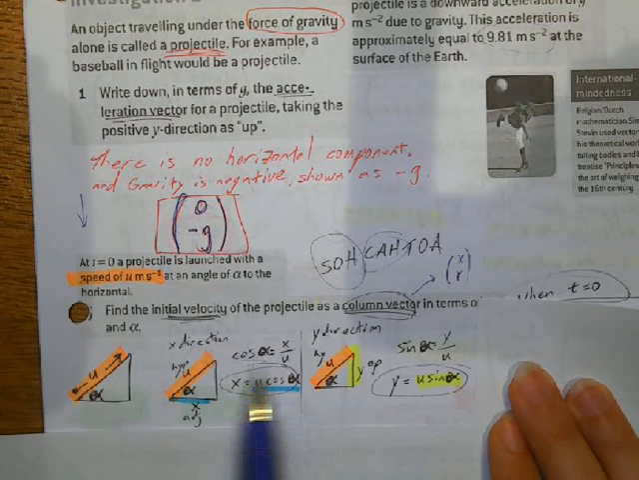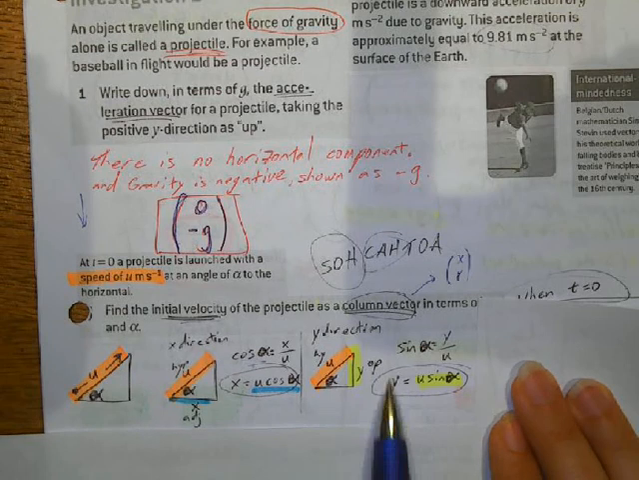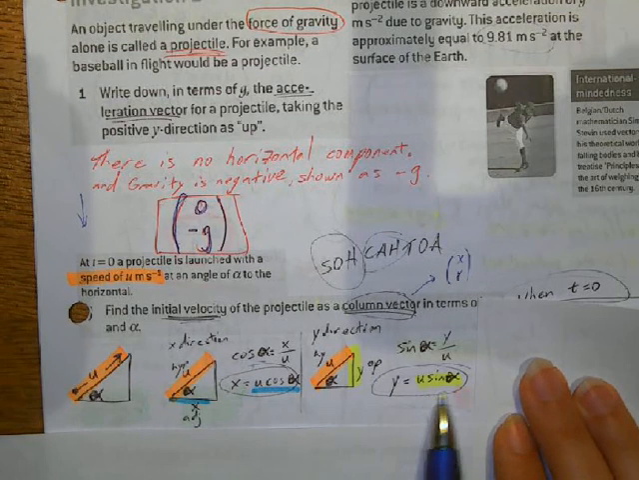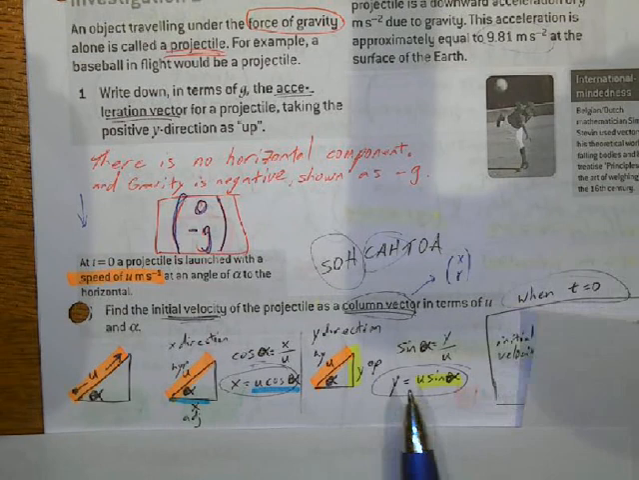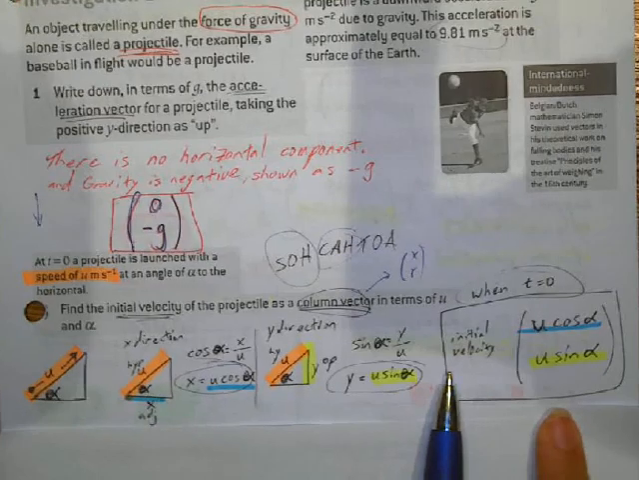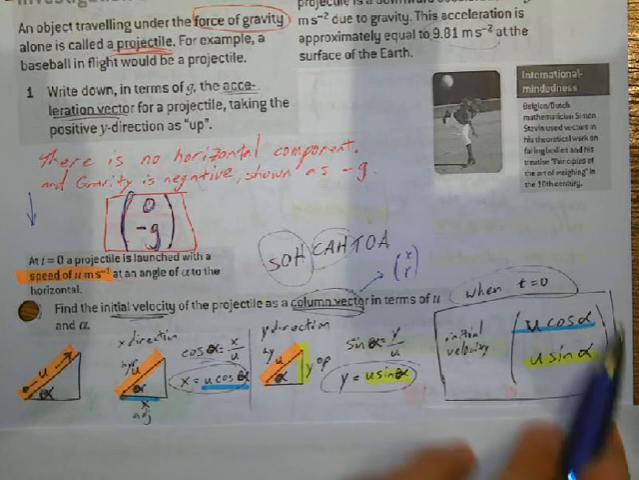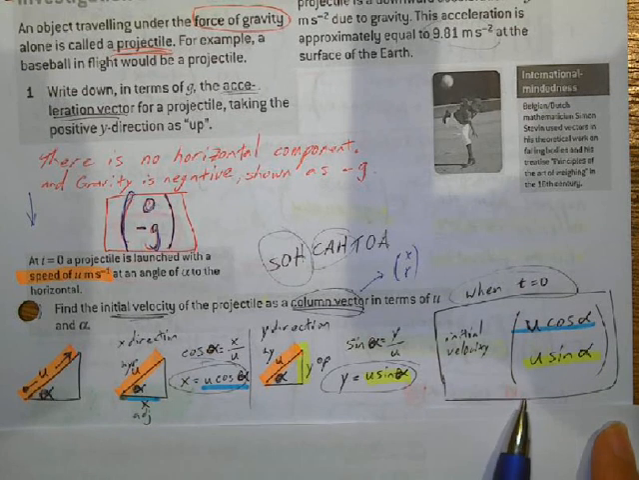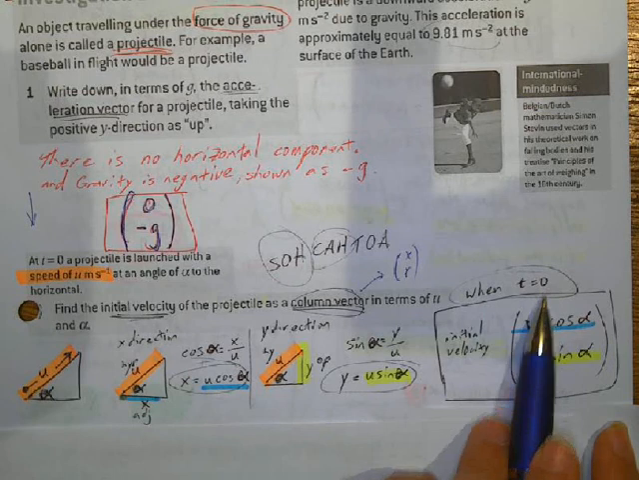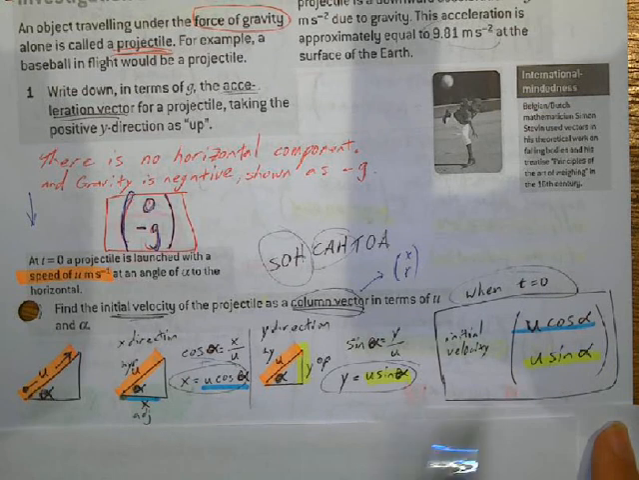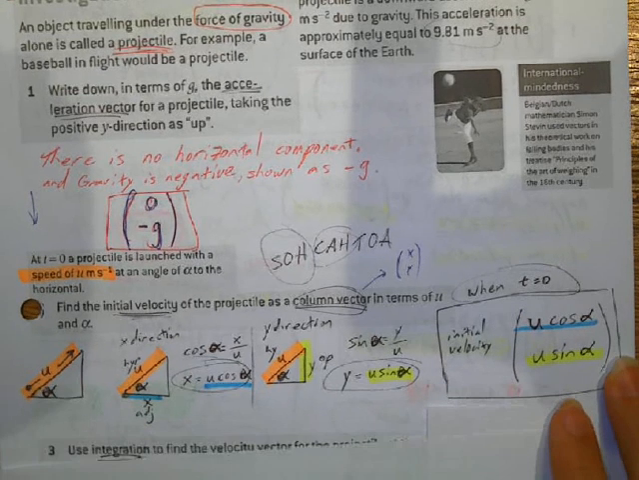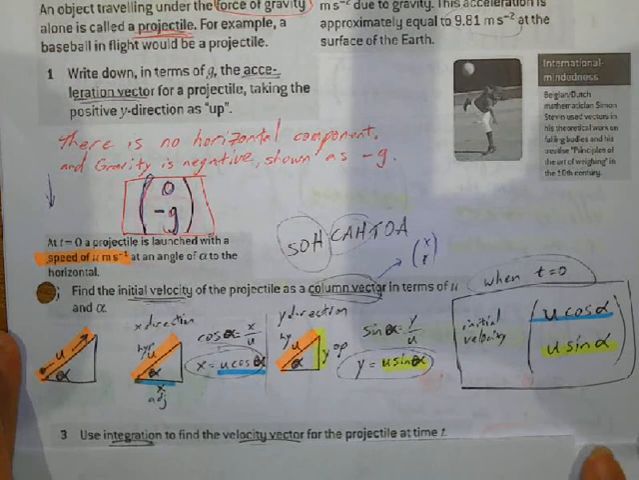So if my left and right direction is u cosine alpha, and my up and down direction is u sine alpha, my initial velocity is going to be u cosine alpha, u sine alpha. I'm going to be referencing this again and again. So at time equals 0, this is my velocity vector. Okay, I guess that was question 2.